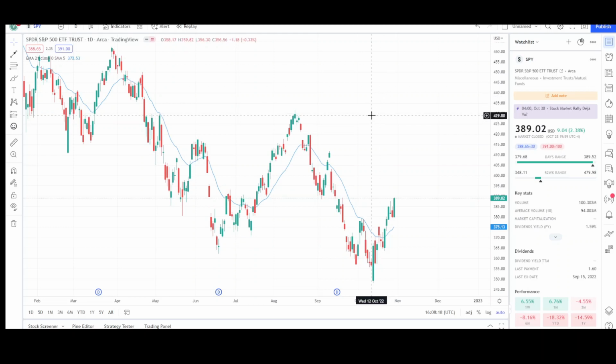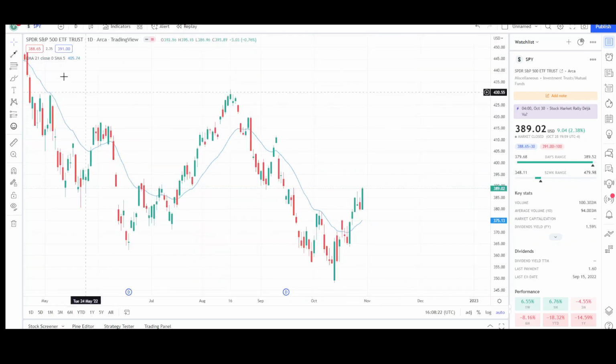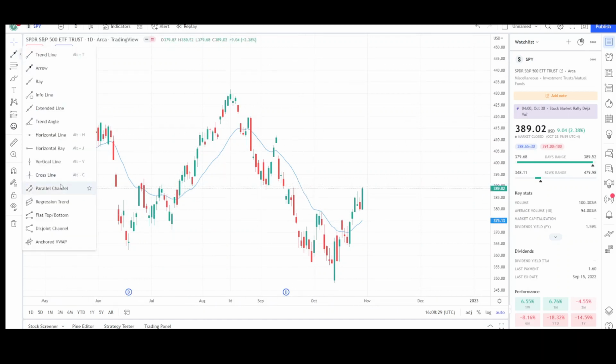So here we have the daily chart for the SPY, and it's looking pretty bullish. I believe in my prior analysis I was looking for that breakout to occur on the top side of this range and reach that 390 level, which I'll show you guys right now.